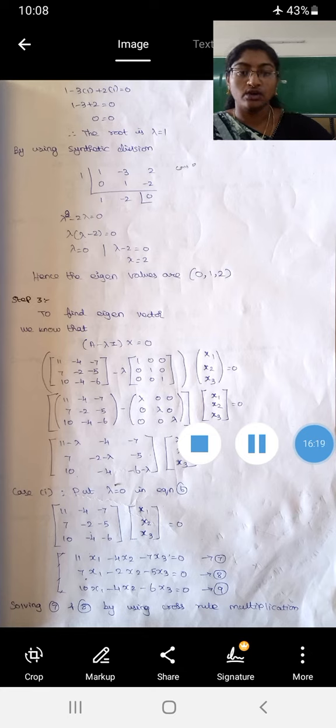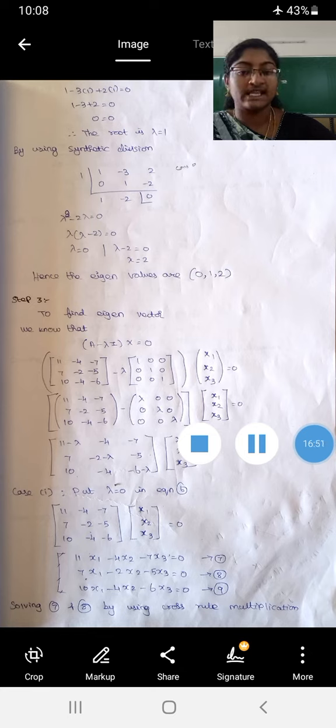Take the first row and the column of x1, x2, x3, multiply it: 11x1 minus 4x2 minus 7x3 equal to 0. Mark this as the 7th equation. Next is the second row with the x1, x2, x3 column: 7x1 minus 2x2 minus 5x3 equal to 0. Next, the third row and the x1, x2, x3 column: 10x1 minus 4x2 minus 6x3 equal to 0. Mark this as the 9th equation.